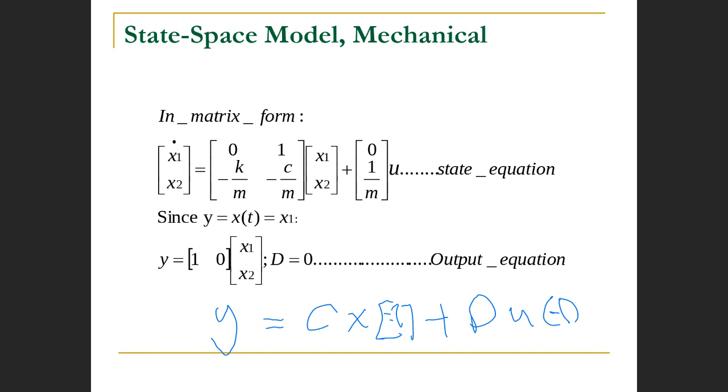I just wrote it here now. x1, x2, u. This is 1, this is 0, and this is 0. So when we expand our matrix, what we'll get is row by column: x1 plus 0 x2 plus 0 u of t. So D has to be 0. Is that okay?